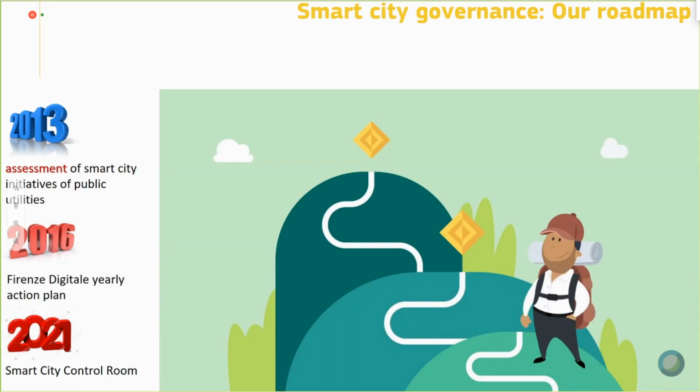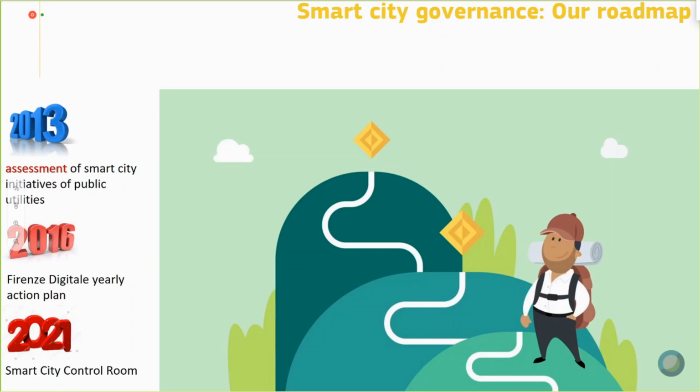A brief overview of our roadmap regarding data, and we started in Smart City, let's say. We started in Florence in 2013 by analyzing and exploiting an assessment that was done at that time on all the smart city initiatives done by all the public utilities in Florence. We have something like 13 public utilities in the city, many of which manage the different public services in the city. And this assessment highlighted a lot of interesting smart city initiatives, mostly based on data.